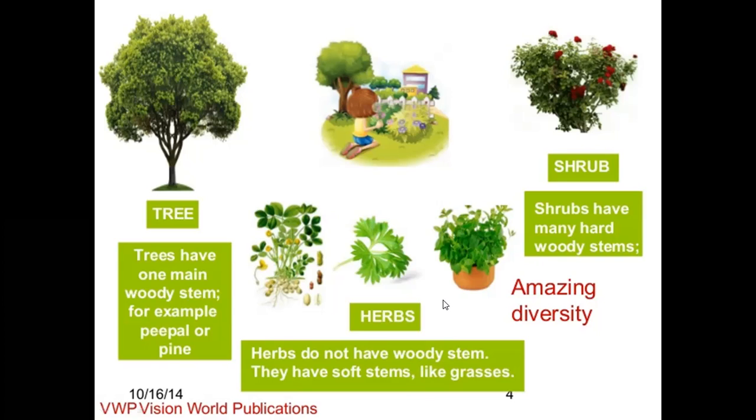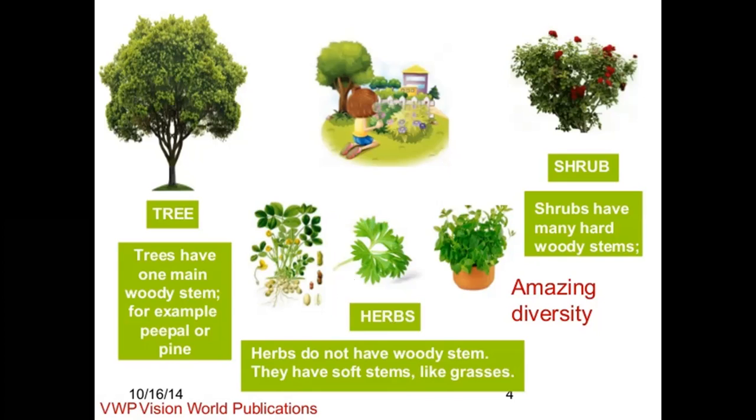And also we have the last one, the herbs. These are plants with soft green stems, and the banana, the cabbage, and malunggay are examples for herbs. Okay, so those are the differences for the trees, the herbs, and the shrubs.